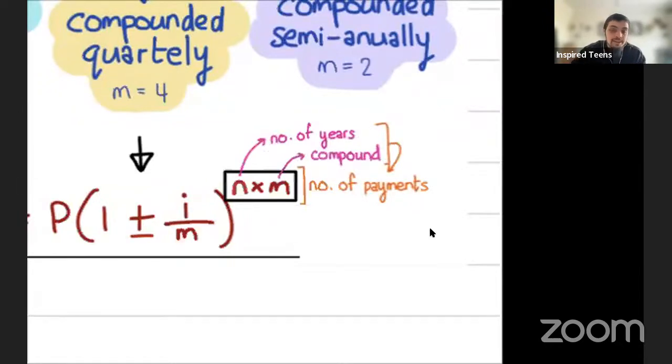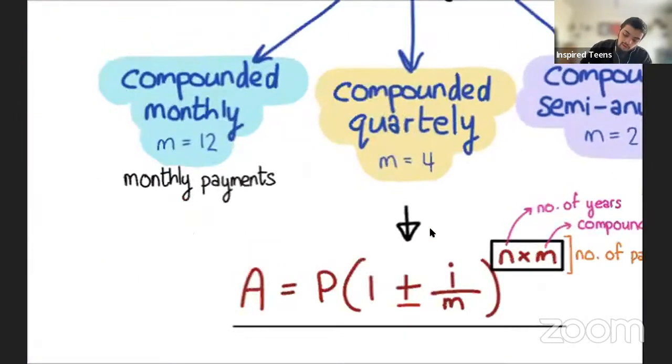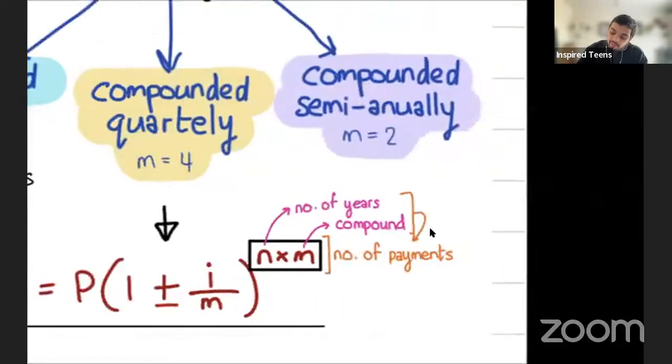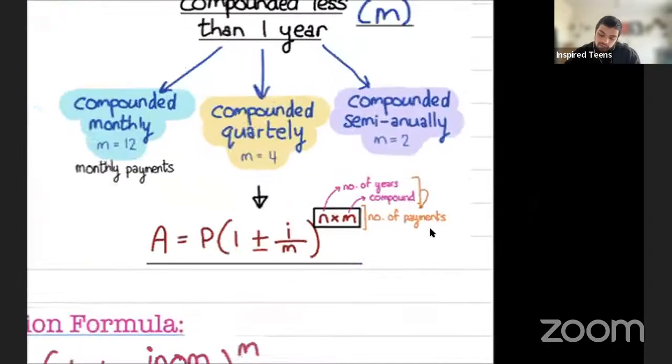Compound means how many payments are you going to make a year? So if you're going to make 12 payments a year, you multiply it by however many years you're going to be making those payments, and it's going to give you the total amount of payments you're going to make in general. Okay, so that's what that means.